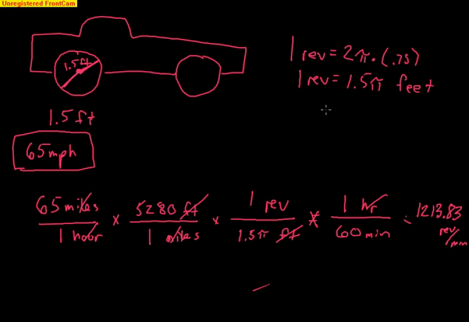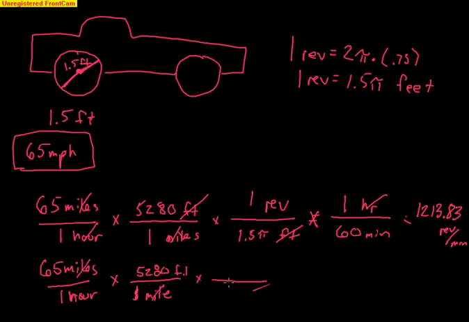If I want to know the angular speed, I have to start with the 65 miles per hour. As long as time is on the bottom, you're technically in a speed. I just need to get radians on top. So the first thing I have to do is convert this to feet, because again my circumference is measured in feet. So 1 mile is 5,280 feet. That's going to convert me to feet.